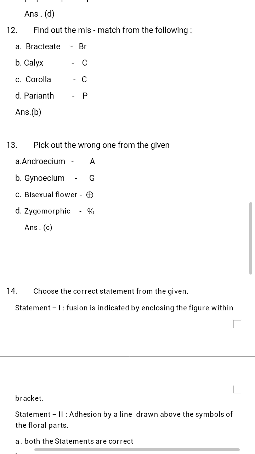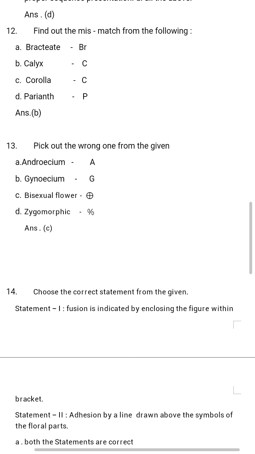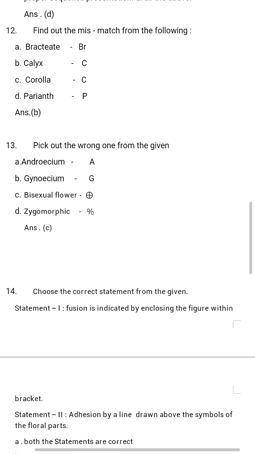Next, let us discuss option C. Corolla, indicated with the C, correct. Perianth, indicated with the capital P. This is also a correct pair. So the incorrect one here is calyx: it is not indicated with the capital C, it is indicated with the capital K. So the correct answer for this question is option B.